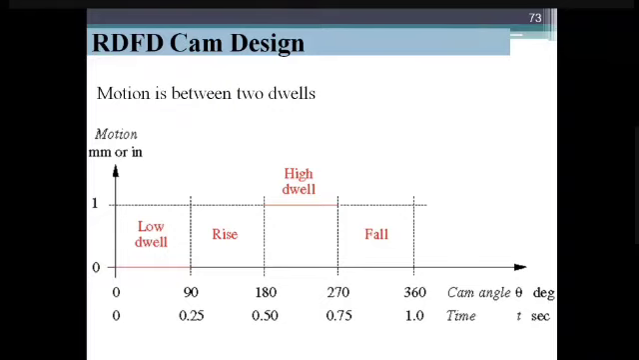Okay, so how are we going to choose or consider the motions? For the low dwell, there is no displacement. There is only a cam angle rotation from 0 to 90 degrees. Second, there is a rise. The rise is from 90 to 180, and then there is a dwell.